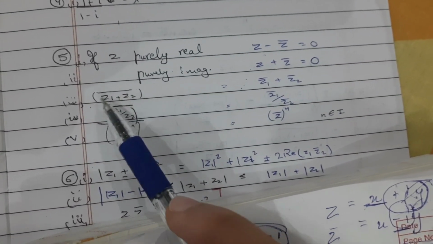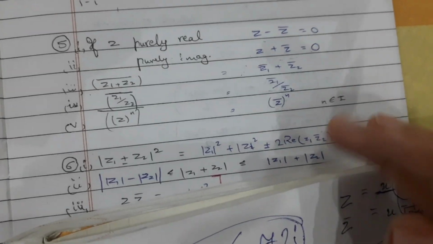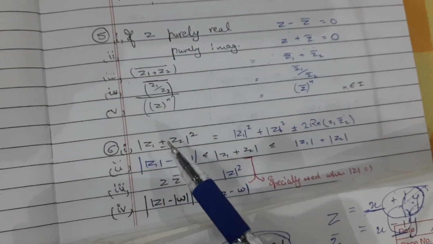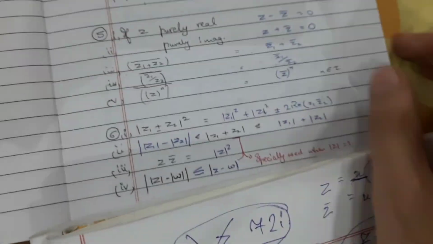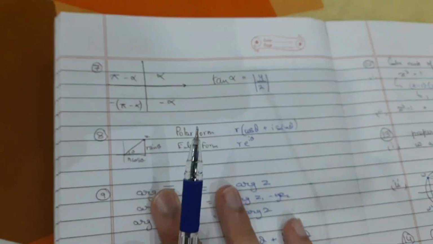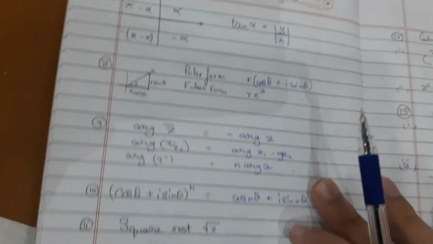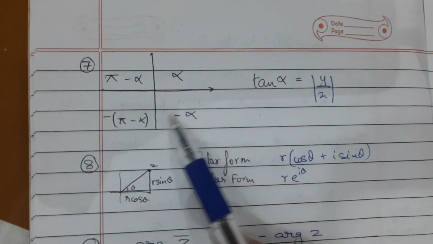Next, z1 plus z2 whole bar is equals to z1 bar plus z2 bar. That's also an identity. And likewise this, and these all are identities which you need to learn, that are very, very important. Quickly, I'll jump to the main ingredients, and I'll give these notes as PDF format in the description. If you want them, you can comment down.